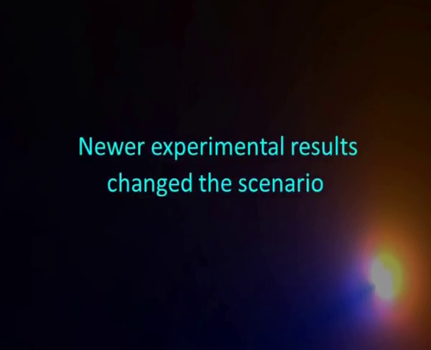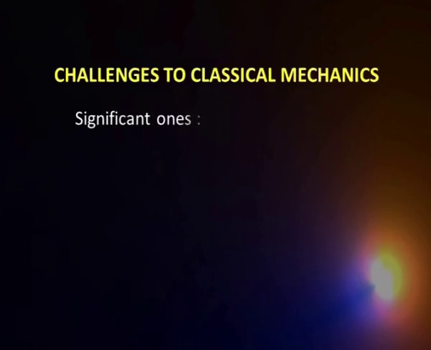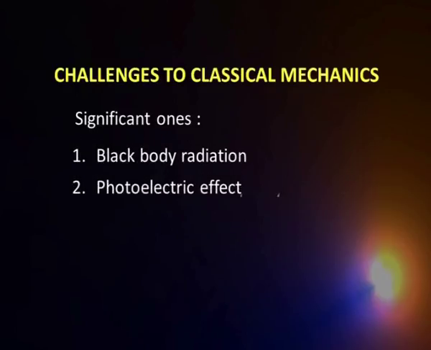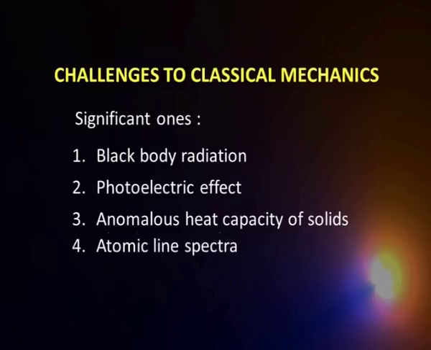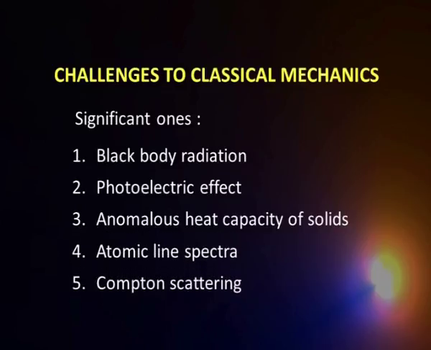In the backdrop of such a scenario that everything is predictable, there were certain experiments. The experimental findings were such which posed challenge to this established domain of science, that is classical mechanics. There are 5 significant challenges: the black body radiation, photoelectric effect, anomalous heat capacity of solids, atomic line spectra, and Compton scattering.